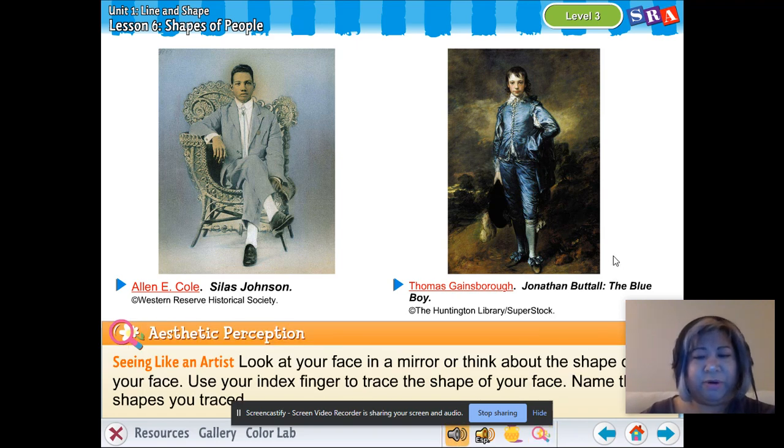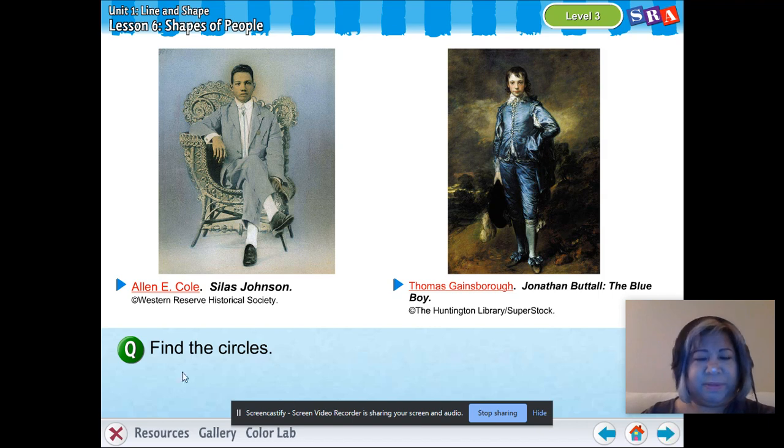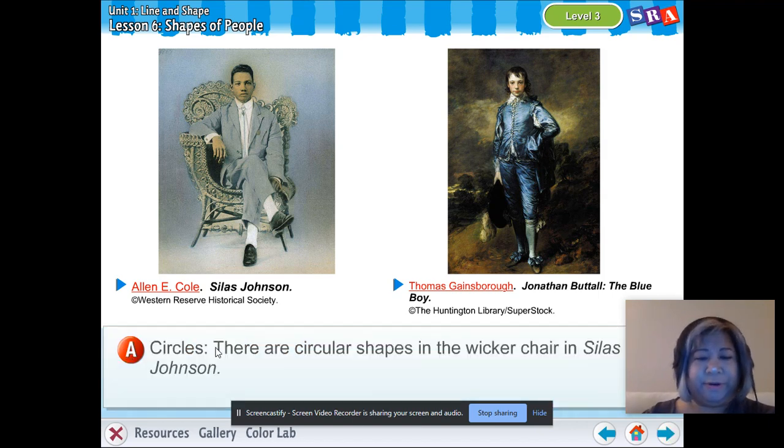Look at your face in a mirror next time and think about the shape of your face. Use your index finger to trace the shape of your face. Is it square? Is it oval? Is it heart shaped? Those are things that you want to consider when you're creating a portrait of someone. So we're going to look for the geometric and freeform shapes because there are some of both in here.